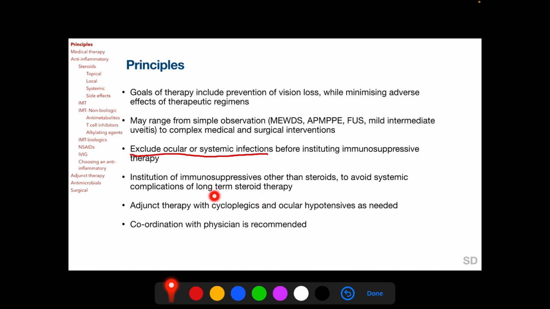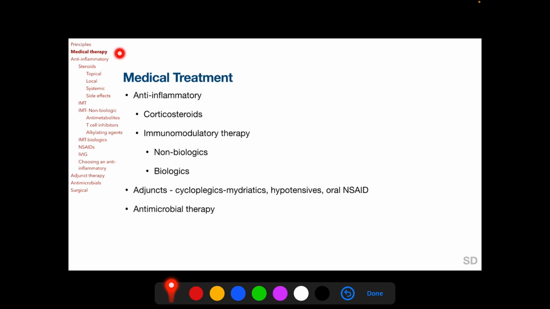Adjunct therapy with cycloplegics and ocular hypotensives must be instituted as needed, and coordination with a physician is recommended to take care of the systemic associations of uveitis as well as to monitor for and manage side effects of anti-inflammatory therapy. So medical treatment of uveitis consists of anti-inflammatory therapy, adjuncts and antimicrobial therapy.